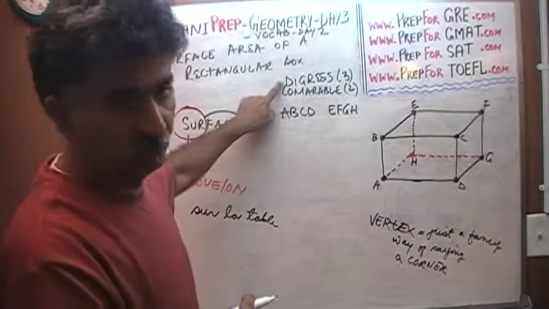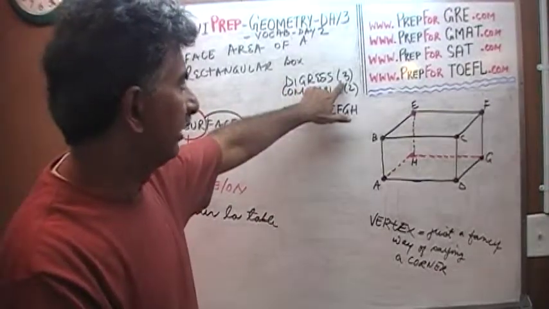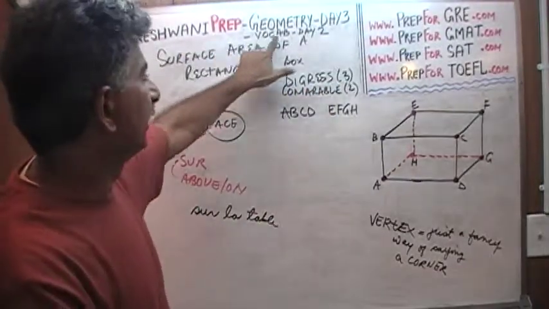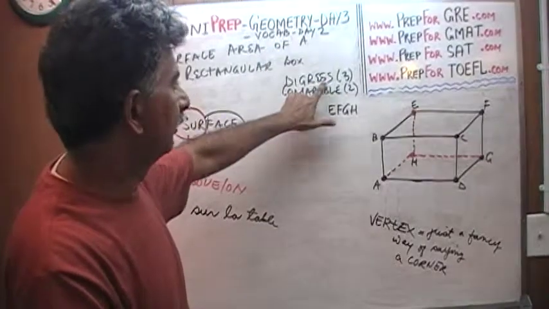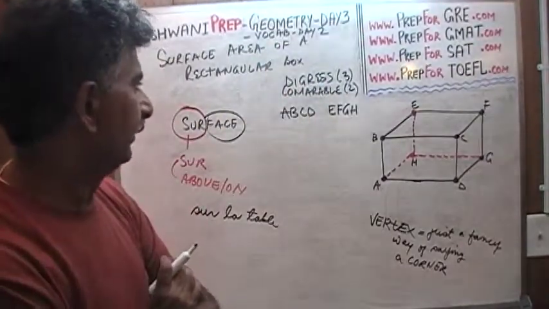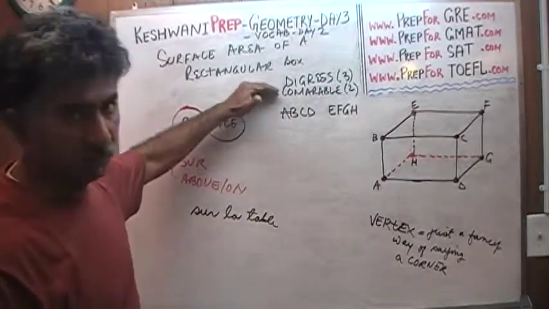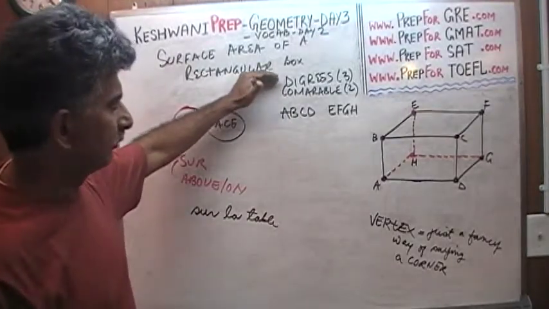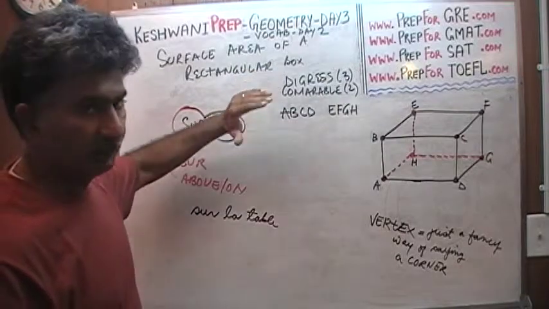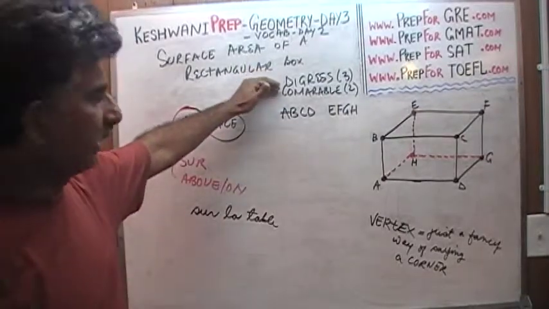And the word digress means to go off topic, which you're going to find on day number 3. Just type in Keshwani Prep vocab day 3 and you will learn the word digress, which means to go off topic. So the comparable concept, I wanted to digress here because I wanted to talk about the word comparable, which is why I had to introduce the word digress first. I'm done digressing now.